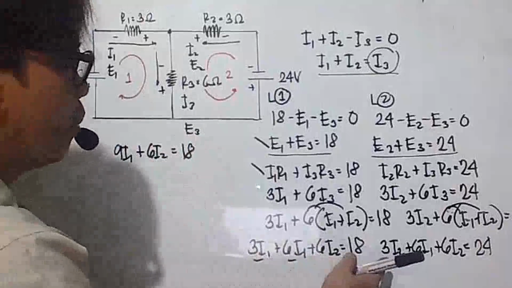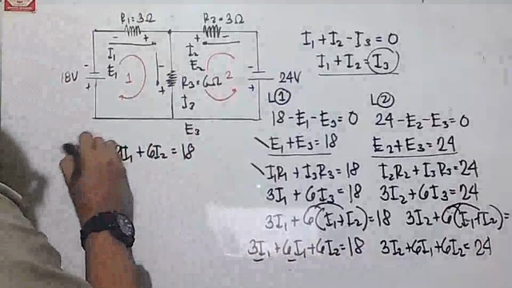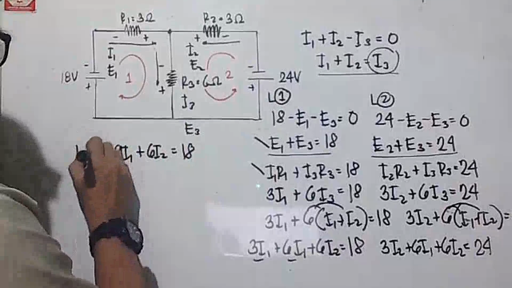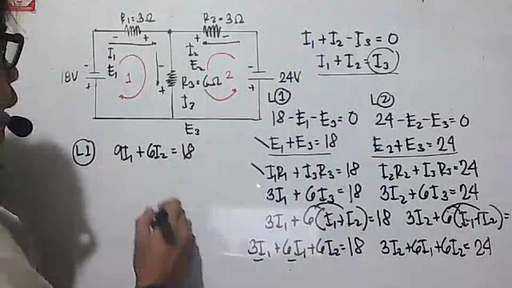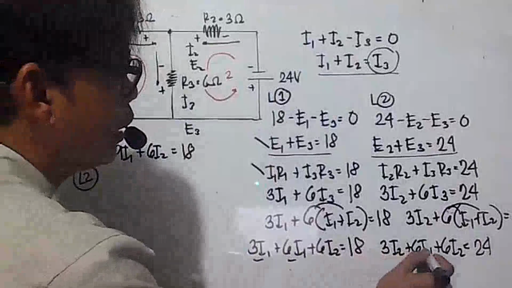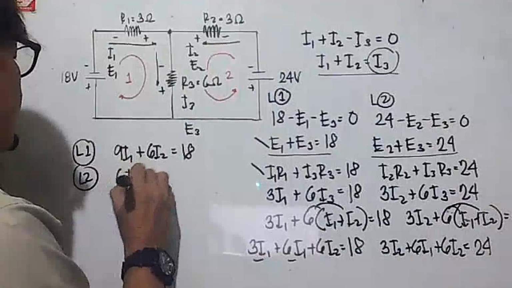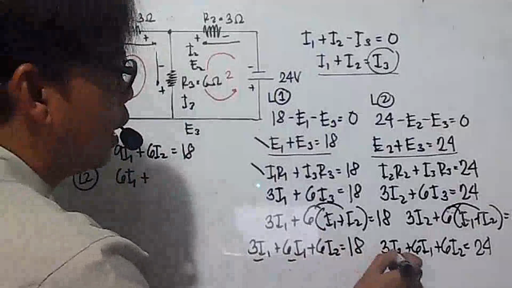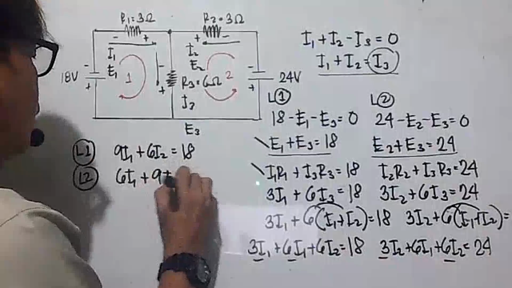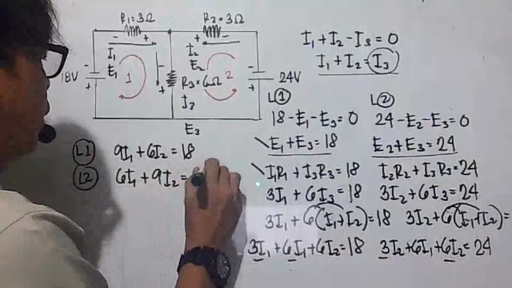Okay. And the other one, so this is your first equation, this is from loop 1, okay? That's 18. And then from loop 2, we have 6I1, then plus we have 3I2 and 6I2. So we have 9I2 is equal to 24.